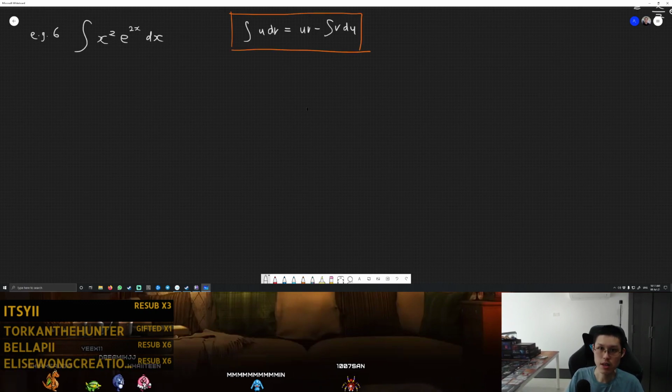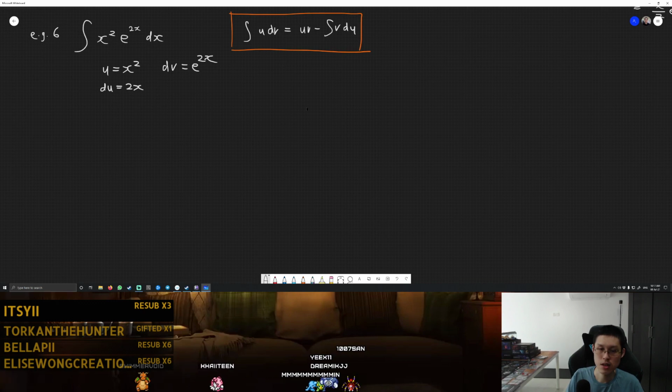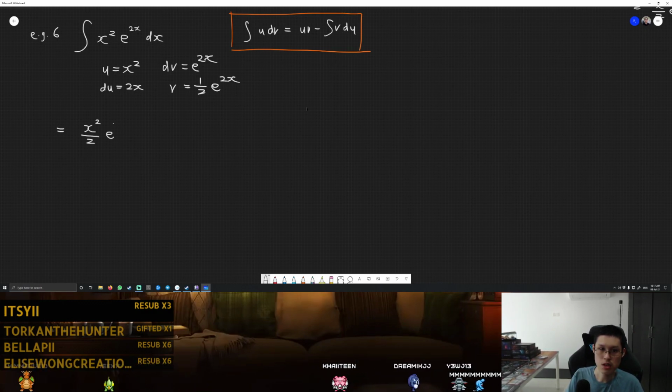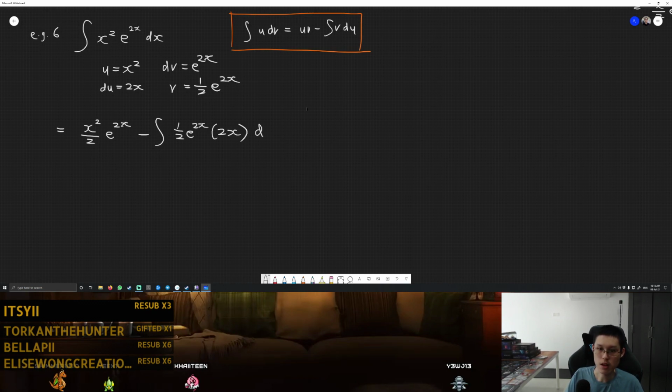Okay, so first let's assign something to be u. Always assign the x squared or x to the power of n to be u. So du equals 2x, okay? And then dv is e^(2x), which means v must be 1 over 2 e^(2x). All right, so next up, we're gonna use the formula and plug that in. We're gonna get uv, which is x squared over 2 e^(2x), and then minus v du. v is a half e^(2x), and du is 2x, and then dx.